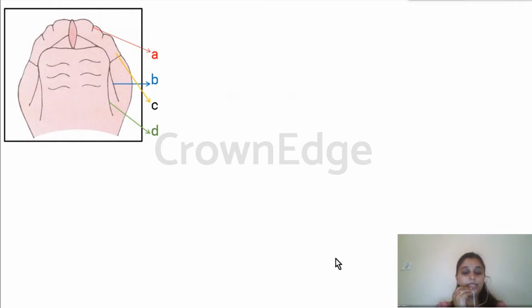I'll just give you a minute so you can mark A, B, C, D in the chat box, and then we can have a discussion about this. C is gingival groove. Okay, you have to see where C is pointing from. Okay, C is the yellow arrow and B is the blue arrow. So they're kind of overlapped there.